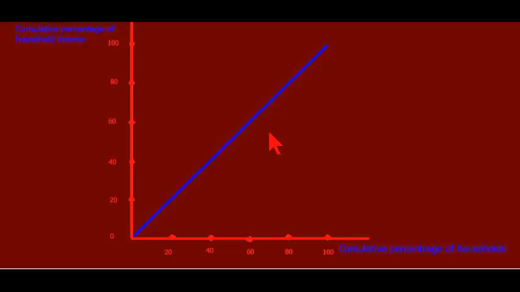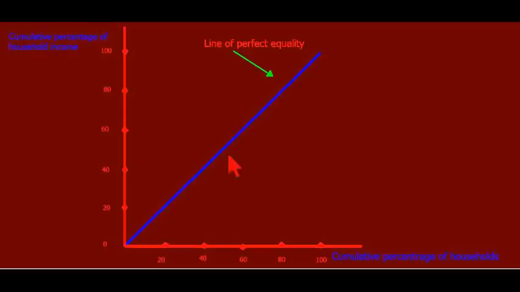This 45-degree line represents an economy where everyone in the population earns the same amount of income. We call this line the line of perfect equality, although in reality it is impossible to reach perfect equality.